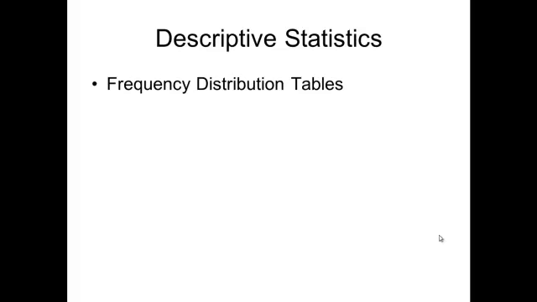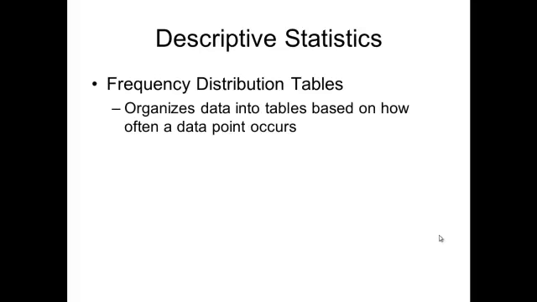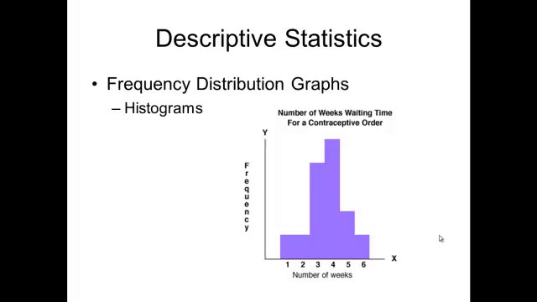So the first kind of descriptive statistic that exists are tables and graphs. Essentially, tables and graphs are meant to help us see the data a little bit more clearly. The first kind of table that the textbook talks about is a frequency distribution table. Essentially, what a frequency distribution table does is it organizes the data based on how often that data point occurs. So it's essentially a table that shows the frequency, how often the data occurs. The textbook does a really good job of showing how to create these, so I'm not going to spend a lot of time on them.